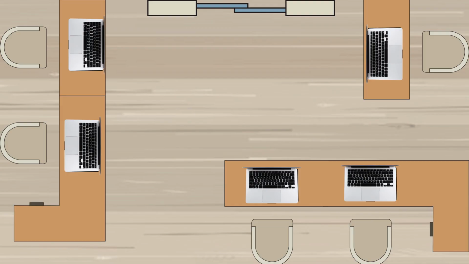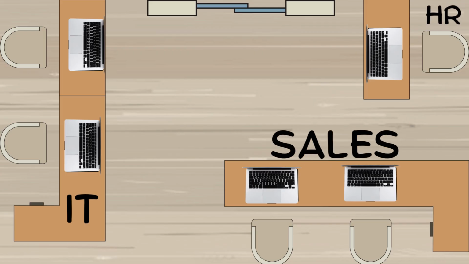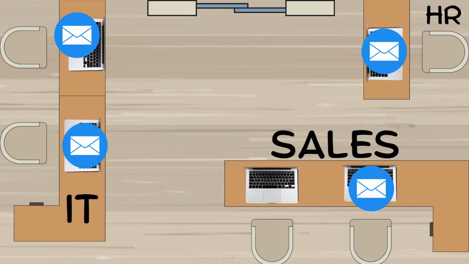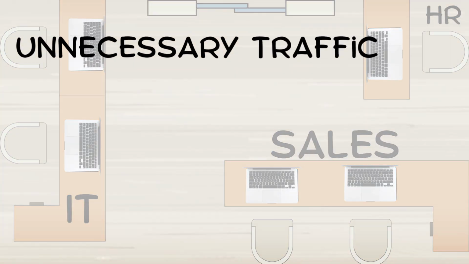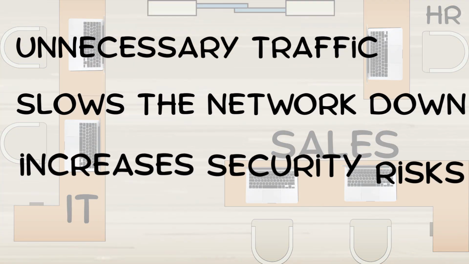Now imagine an office with a few different departments: IT, HR, and sales. If John in sales sends a message, that message goes to everyone in the building. People in HR hear it, people in IT hear it, even though it has nothing to do with them. That's inefficient. It creates unnecessary traffic, slows the network down, and increases security risks.